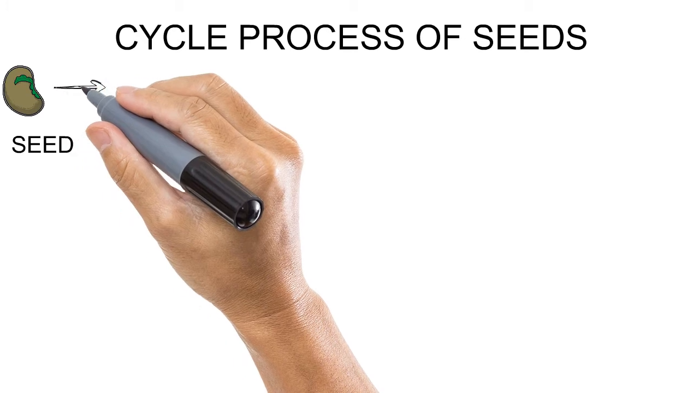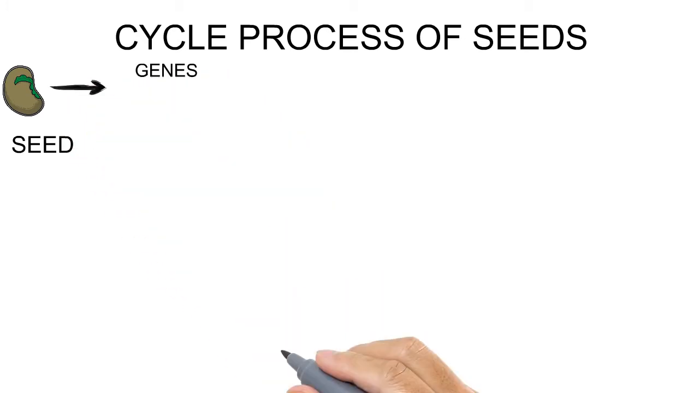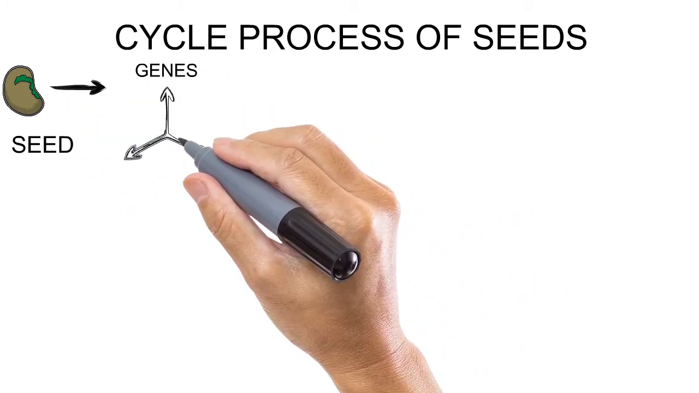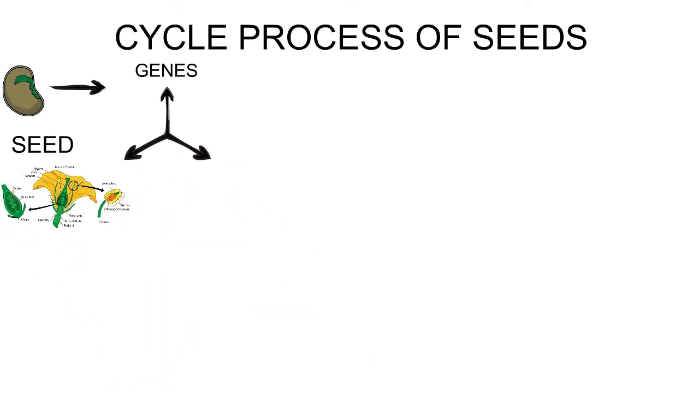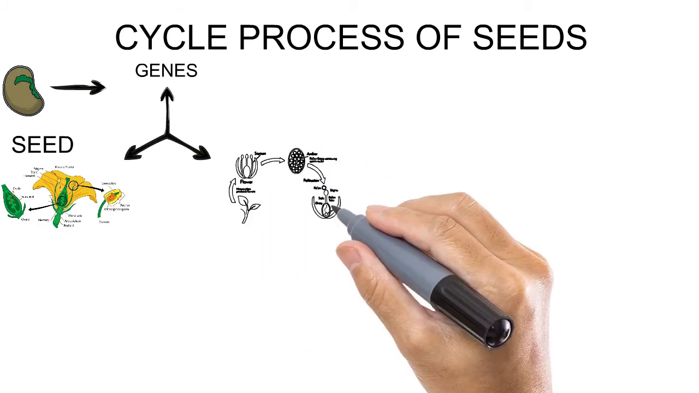The hybrid seeds are coming from natural seed only. What do they take from the hybrid seeds? They take 2 genes from the seeds. With those 2 genes, they do a pollination process.